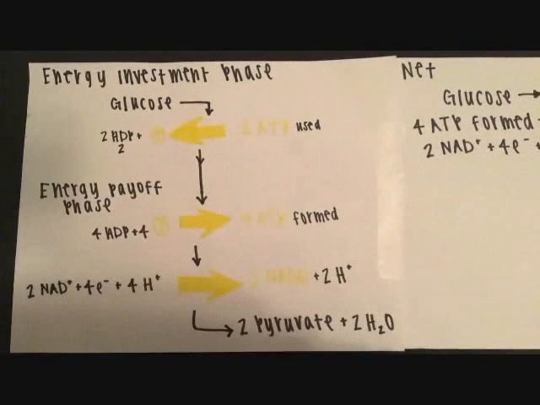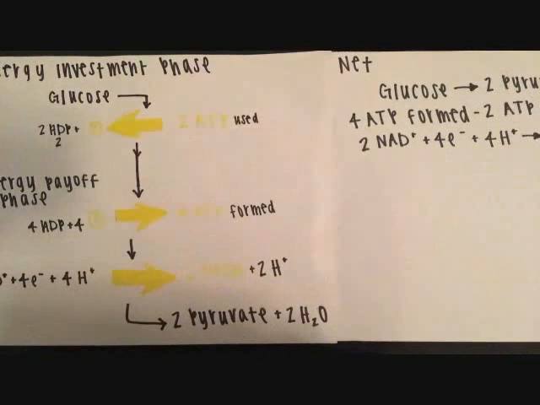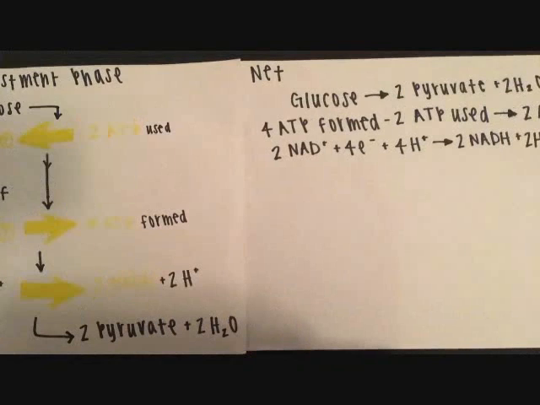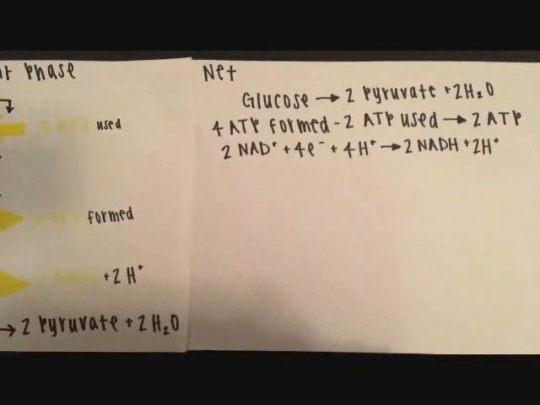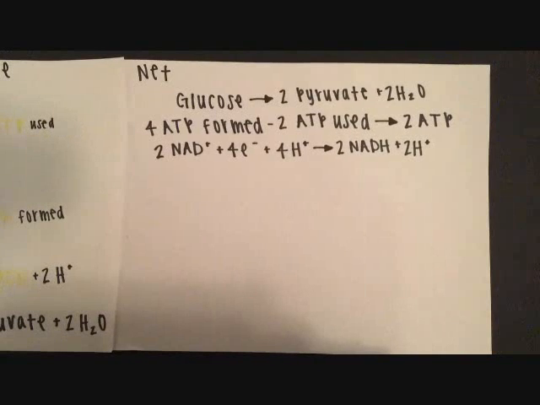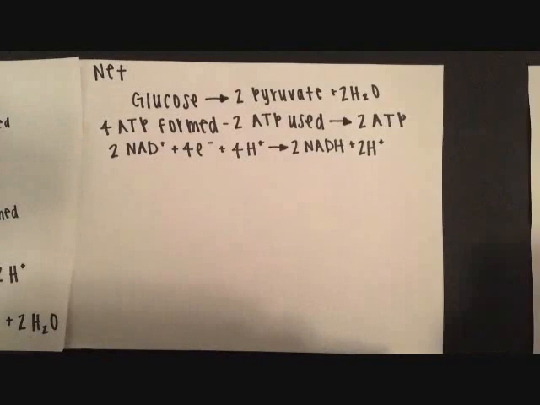Glycolysis can be divided into two phases: energy investment and energy payoff. During the energy investment phase, the cell actually spends ATP, but the investment pays off because more ATP is created during the energy payoff phase. The ATP is produced by substrate level phosphorylation, and the NAD plus is reduced to NADH by electrons released from the oxidation of glucose. The net energy yield from glycolysis per glucose molecule is 2 ATP plus 2 NADH.